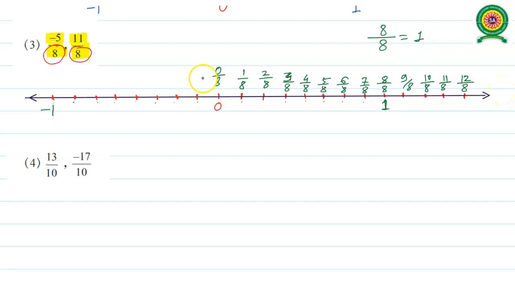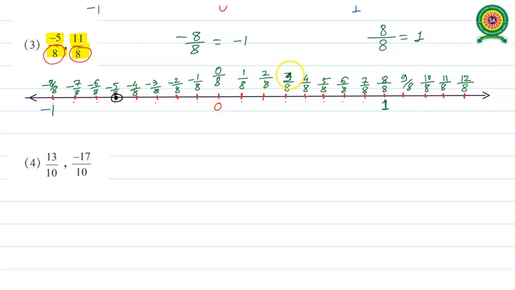Towards the left of 0 we have all the negative rationals. Minus 1 by 8, minus 2 by 8, minus 3 by 8, minus 4 by 8, minus 5 by 8, minus of 6 by 8, minus of 7 by 8, and minus of 8 by 8. Look at minus of 8 by 8. After dividing, we have minus 1 by 1, which means minus of 1. So minus of 8 by 8 is located exactly at the position of minus 1. Now we have to locate minus of 5 by 8. So where does minus of 5 by 8 lie? Towards the left of 0. Here we have minus of 5 by 8.